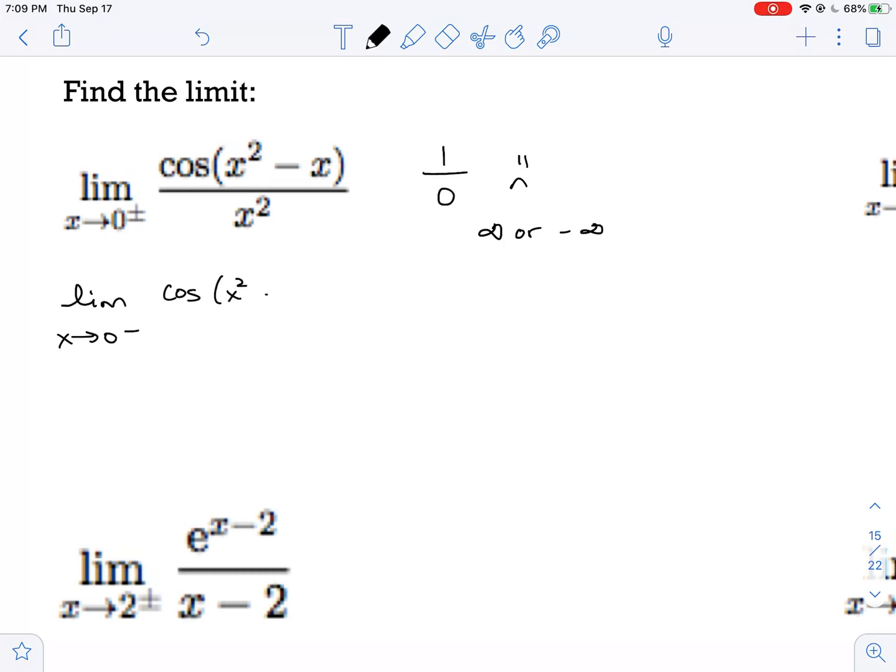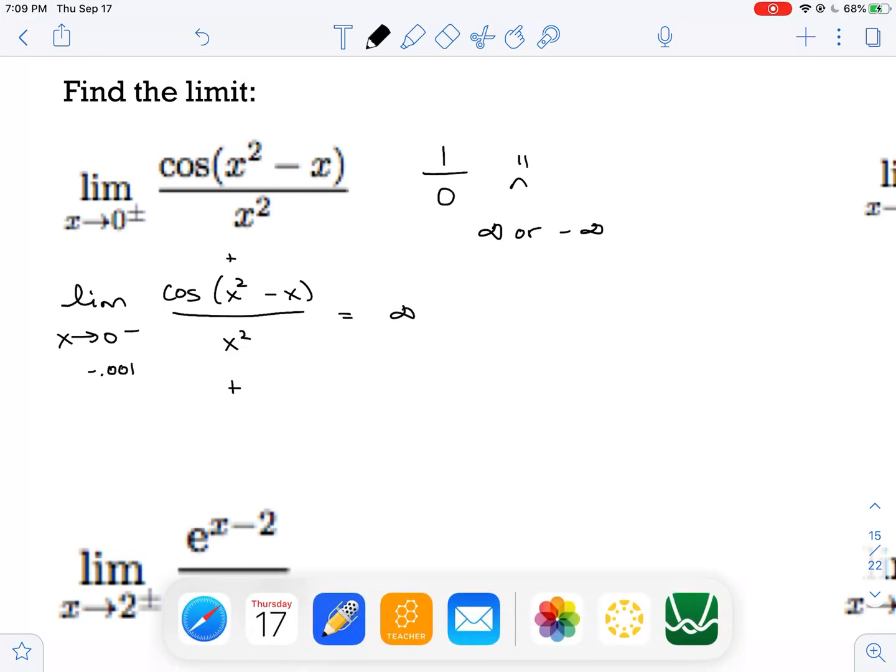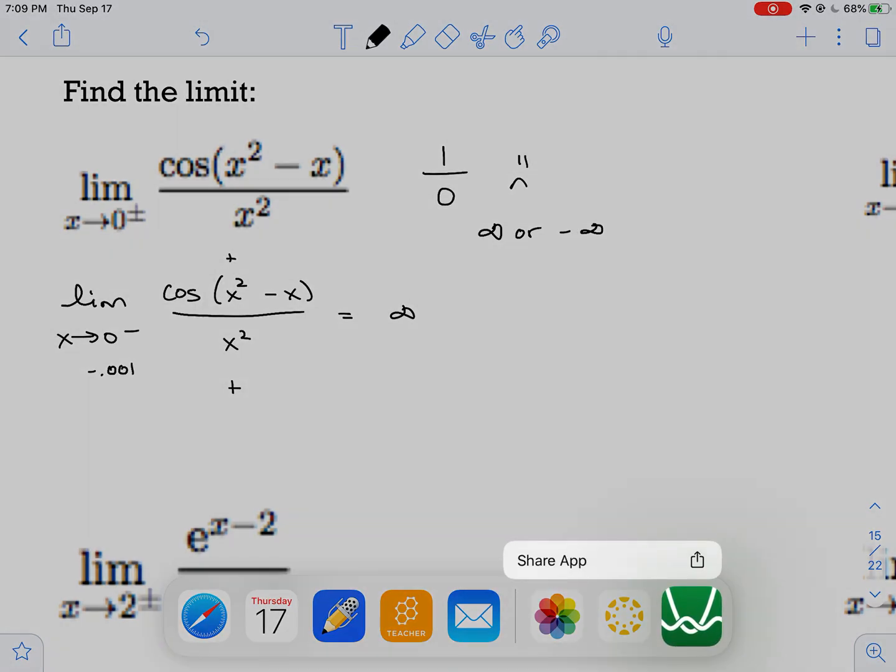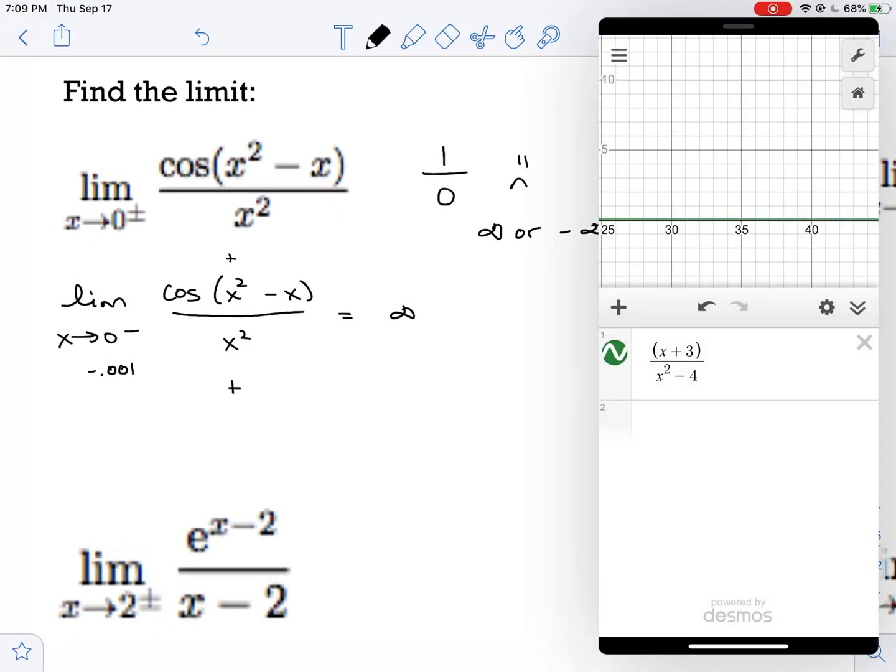So let's figure out what's the limit as x goes to 0 from the left-hand side of cosine of x squared minus x over x squared. So I could do like negative 0.001. And so if I plug that in, the denominator would be positive, and then the cosine would be positive as well, because I think we're just a little bit in the fourth quadrant. And so I believe that'd be positive infinity.